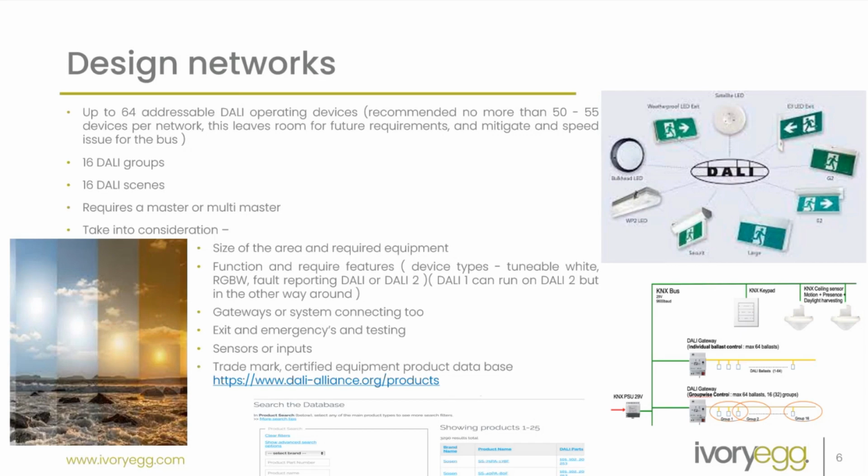Okay. When we're looking at Dali networks, we've got to look at the gateways and the system it's connecting to. Even though we might have Dali-based systems, they're usually connected to something else. Are there exit emergencies and requirements for testing? It's a very important thing. So the exit emergency part, what is it testing? How long is it testing? What are the requirements to meet the standard of our local service rules? Do we need inputs or sensors, or can those inputs and sensors go onto the gateway or the system that's connecting to it?